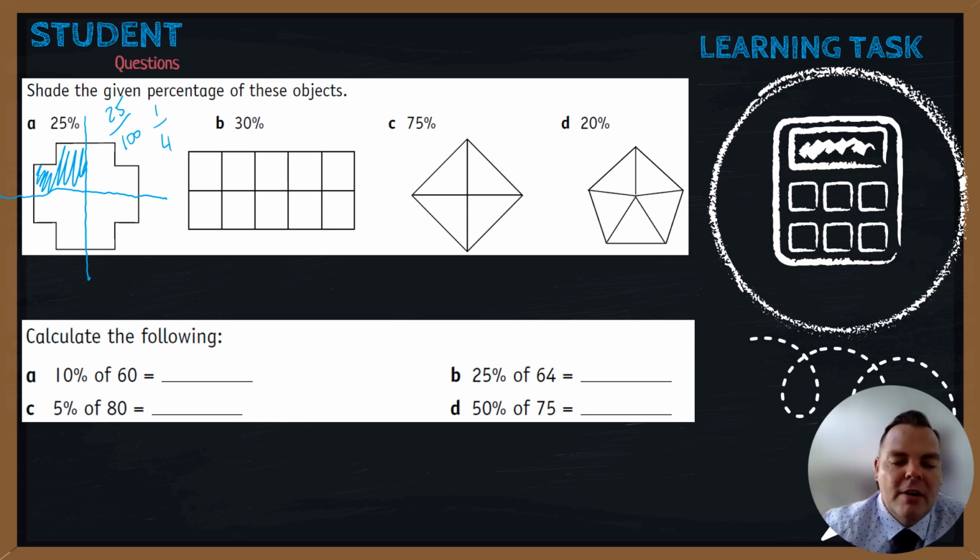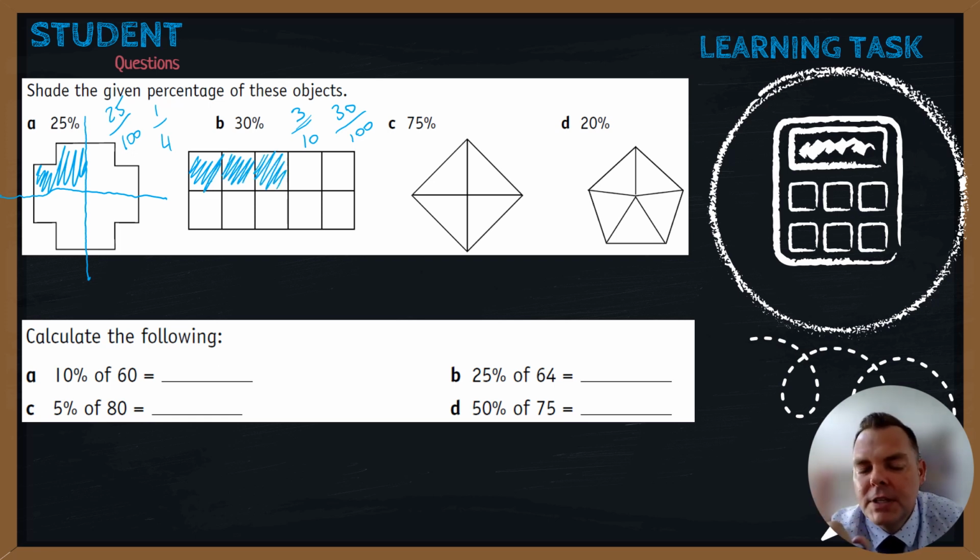The next one, I've got 30%. Now, I count up how many squares I've got. 1, 2, 3, 4, 5, 6, 7, 8, 9, 10. I'm now going to go, well, I've got 3 over 10, or 30 over 100. I know that out of my 10 squares, I've got to shade 3. There's 10%, 20%, 30%. You see the relationship between percentages and fractions? It's super important that you can swap them between those and decimals.